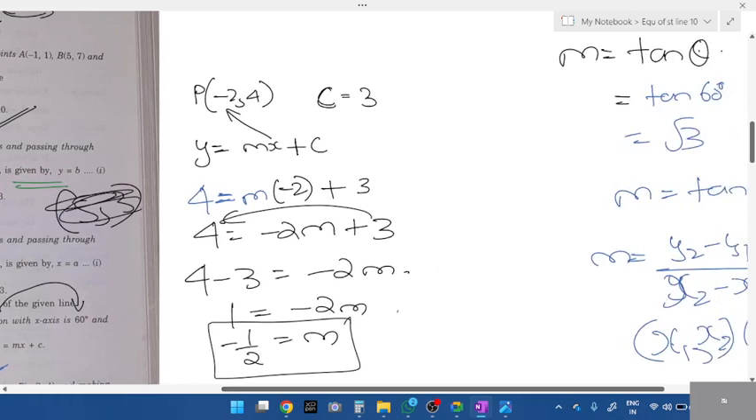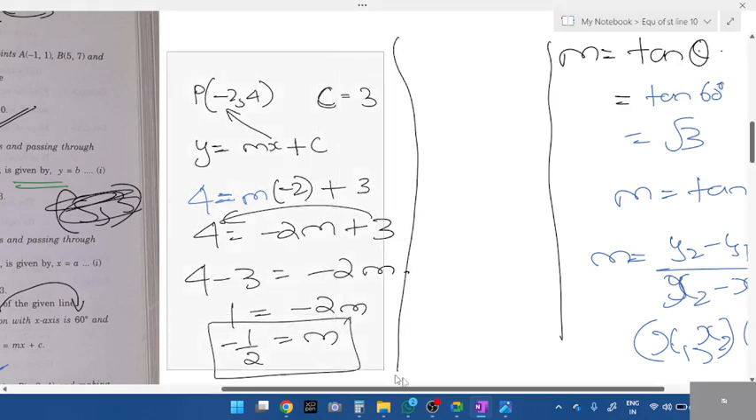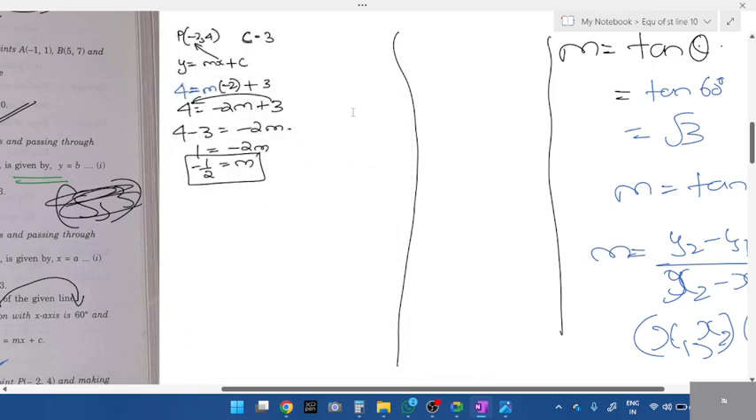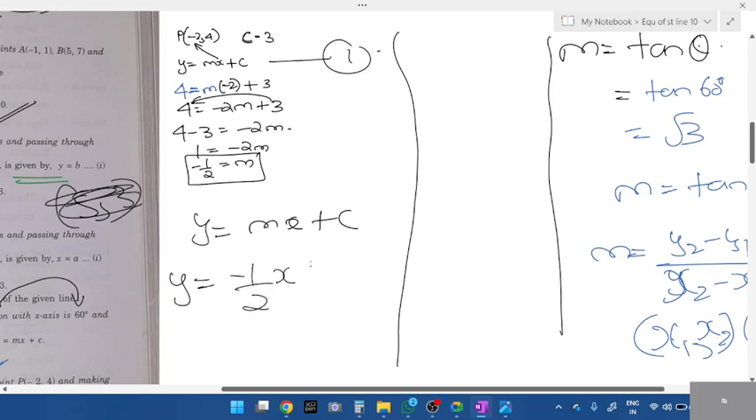Now this m value, whenever you're finding an equation, students, we found the m value. Now use this m value in the first equation, y is equal to mx plus c. Don't substitute y and x. Keep it as it is. y is equal to, m is minus 1 by 2, x. c is equal to 3.